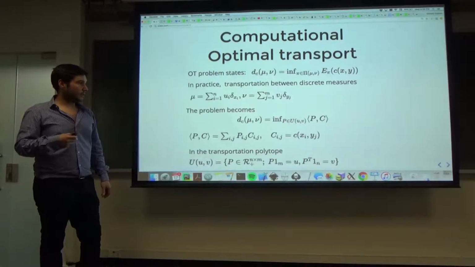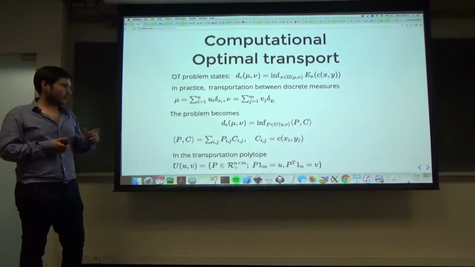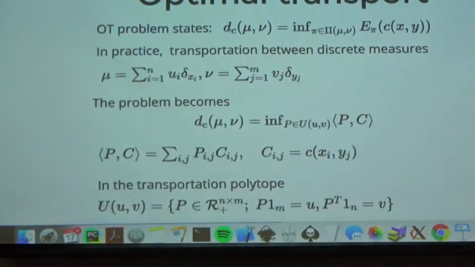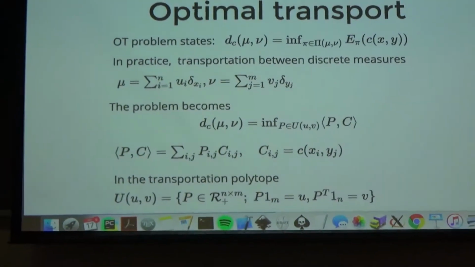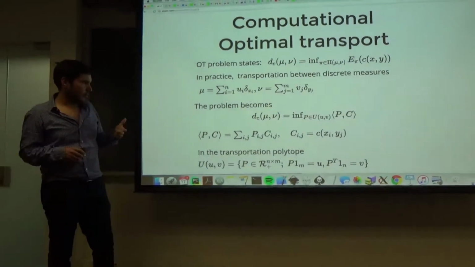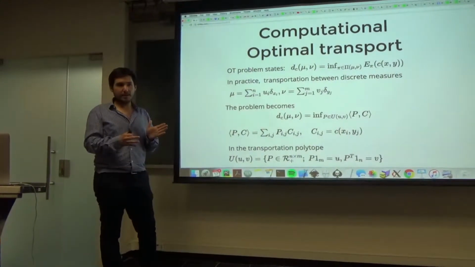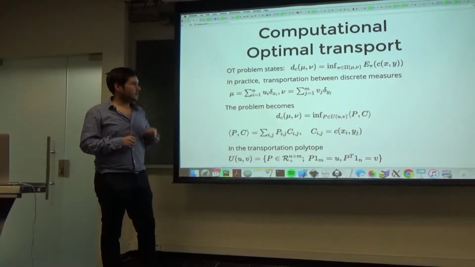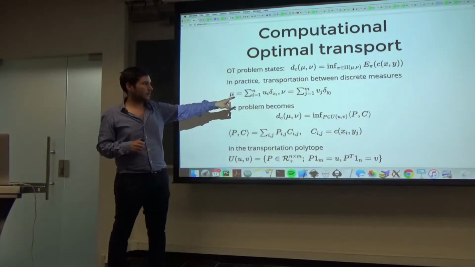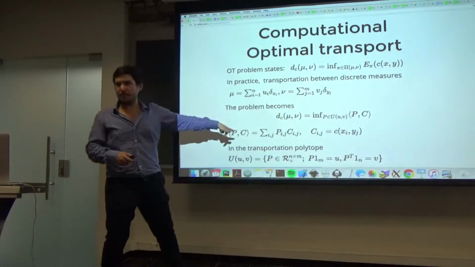Because of that, the problem becomes minimizing a linear function over a polytope. And the polytope here is called the transportation polytope. The transportation polytope is basically where we want to enforce the condition over the coupling that the marginals are fixed and are given by mu and nu. So here we even forget a little bit about the points x and y, because we only care about the cost of transporting between x and y.